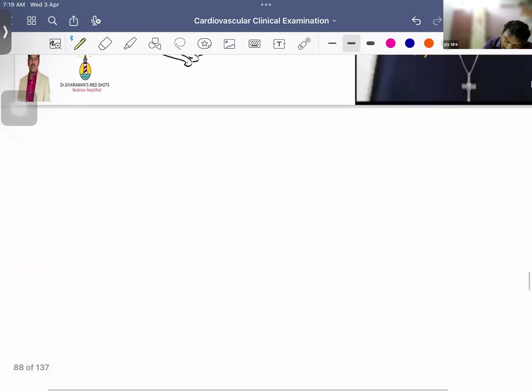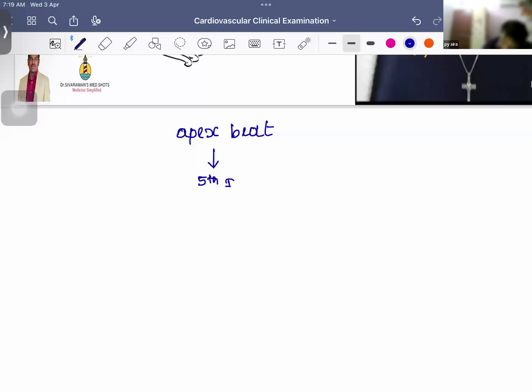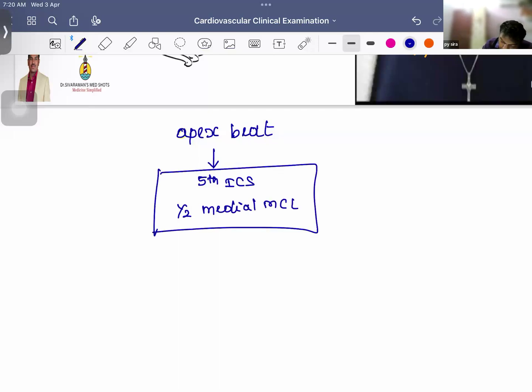after trail sign, the next thing you are going to comment on is the apex beat. When the apex beat is located in the fifth intercostal space, half-inch medial to the mid-clavicular line, and whenever it is shifted laterally, it means a mediastinal shift. So this is very, very important.